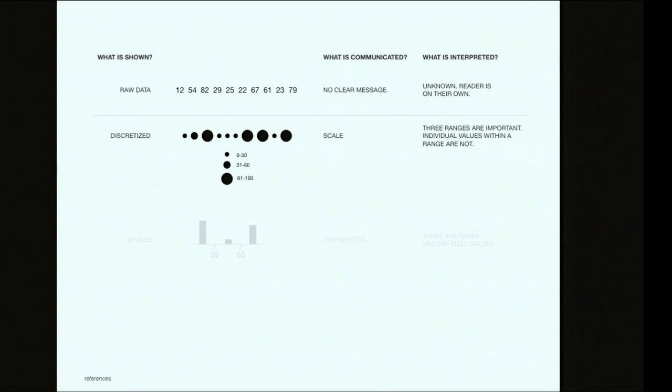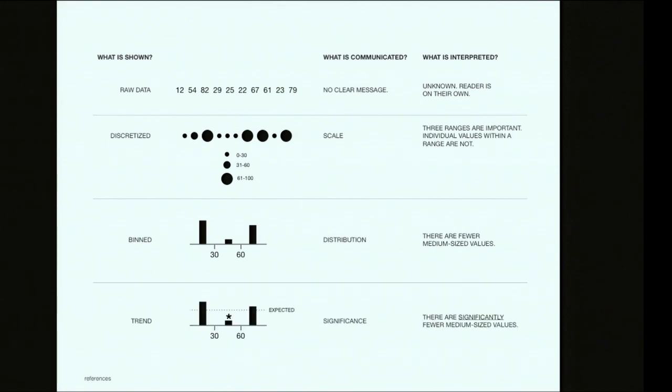Well, because you don't know what the numbers are, so I'm communicating to you that ranges are important, that you don't need to worry about individual values. If I bin the numbers, then now it's the counts of things within categories that is important, not the individual values. And if finally I do that, then the message is, well, I am seeing fewer numbers in the middle category than I expect, and this is the average. And that's a very narrow message, and that's the message I want to send. And that message is contained within the original numbers, but you cannot see it because you don't know which message is the one I wanted to send.